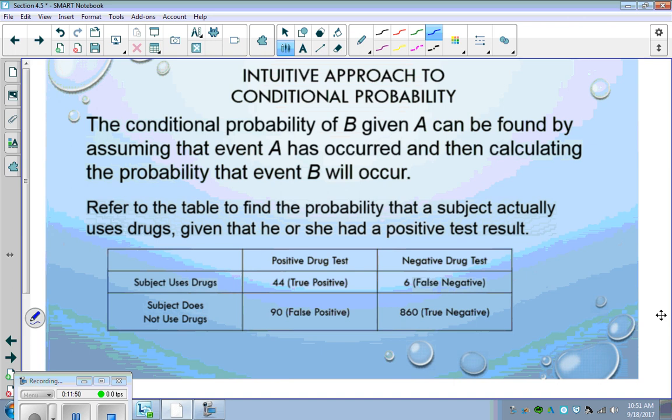And this is where the given comes in. So this particular problem is we're going to refer to the table and we're going to find the probability that a subject actually uses drugs given that he or she had a positive test. So I'm not going to look at the whole sample now, am I? Because now I know it's given that he or she had a positive test result, correct? Given that information, I'm only looking at that part of my table. So I want to know the probability that a subject actually does use drugs given this information.